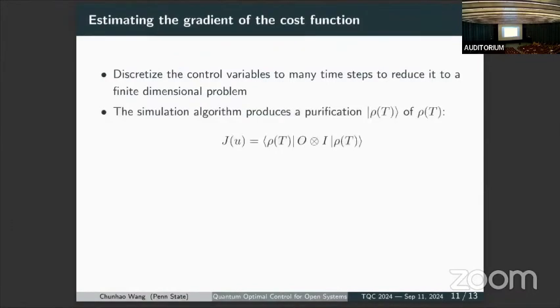And then by the simulation algorithm, we can obtain the final state rho of T, okay? But recall that the simulation algorithm is a unitary operator. When you trace out the ancillary qubits, you have this mixed state. But if you don't trace out the ancillary qubits, you have a purification of the target state.